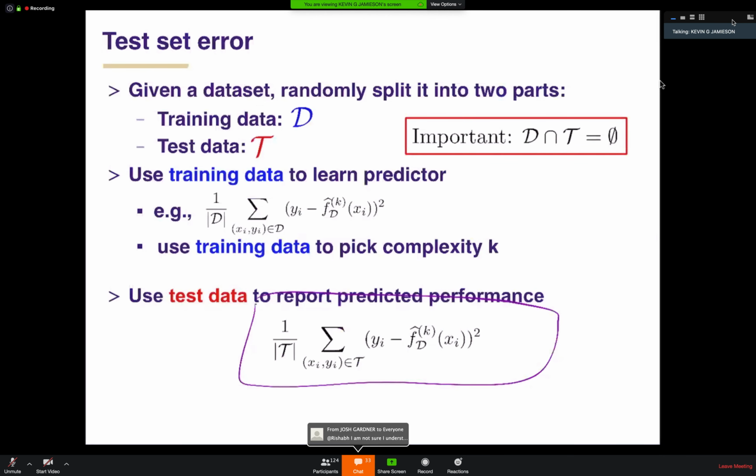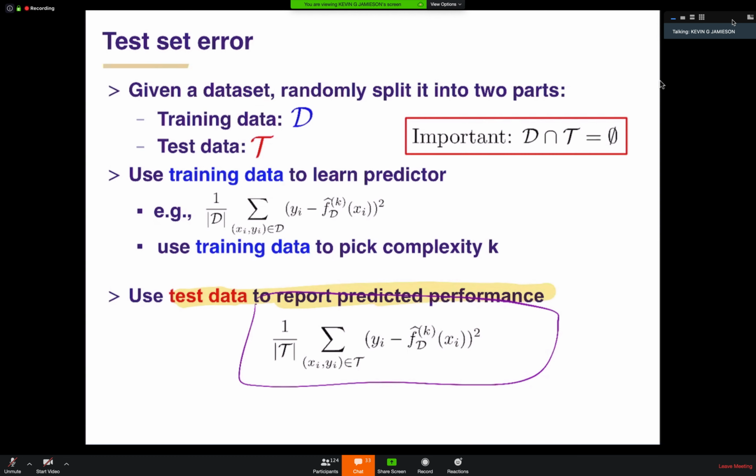And so this is all saying is that you use your training data to learn a predictor f hat K and pick K perhaps, and use your test data to report the predicted performance. You're never actually going to use your test data to choose what K or what training to do. You're only using your test data to report performance. And you can only look at it once, essentially.